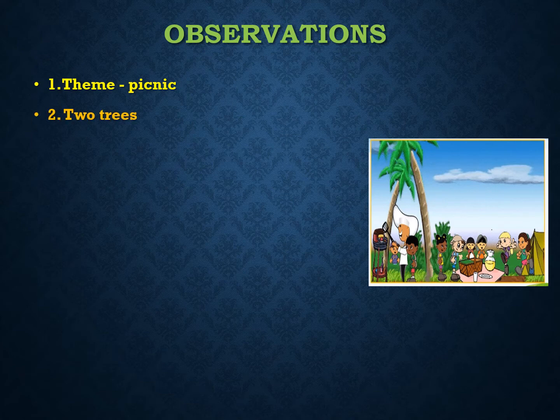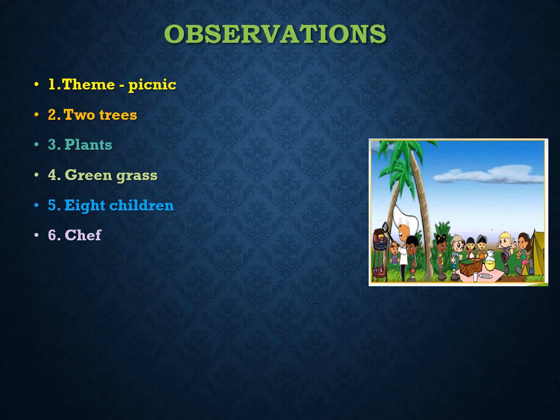We can see two tall trees. We can also see some plants and bushes in the background. There is lush green grass all around. We can see some children in this picture. Let us go ahead and count how many children are there. There are 1, 2, 3, 4, 5, 6, 7 and 8. There are 8 children in this picture.